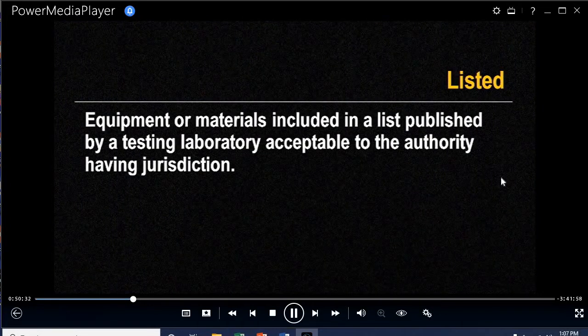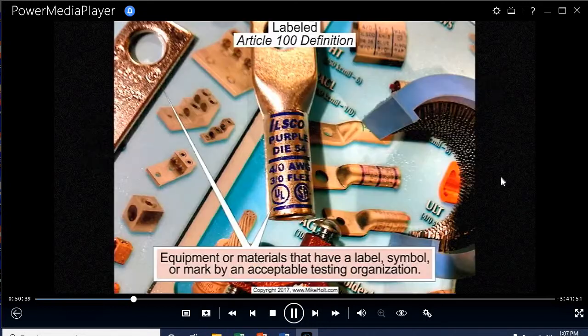Equipment or material included in a list published by testing laboratory acceptable to the authority having jurisdiction. Now, this product right here is labeled. It is identified for an application. And if I go online to ul.org, I will find out that this particular product is listed. That means it's in a list. Now, the NEC, the 17 version particularly, increased the requirements of products to be listed. They've been adding more and more and more shall be listed.